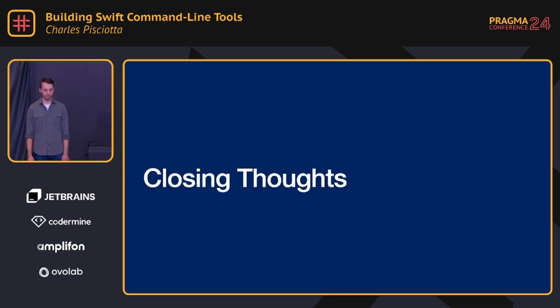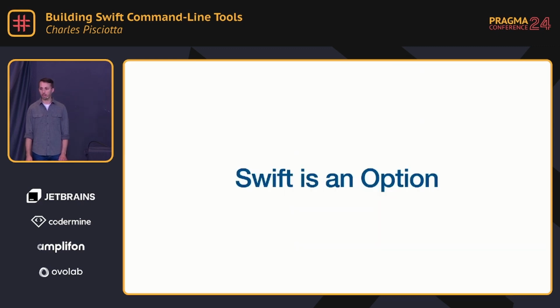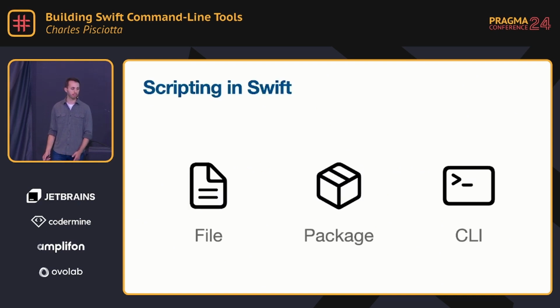So just some closing thoughts. I've talked a lot about Swift today, and I've kind of advocated for its use, but remember that Swift is only an option. If shell suffices, use shell. But as you need something more complicated, we can start leveraging Swift to first define a file, use the code that we need, and only once we need something slightly more complicated, start leveraging Swift packages.